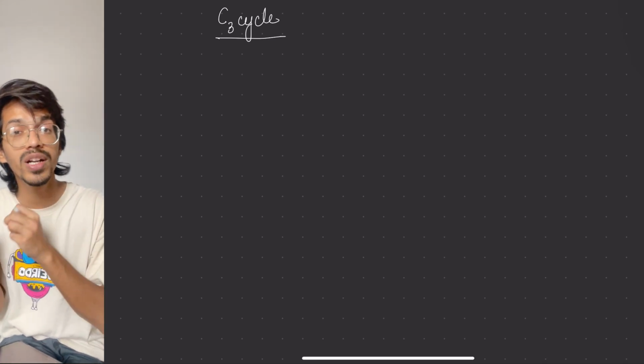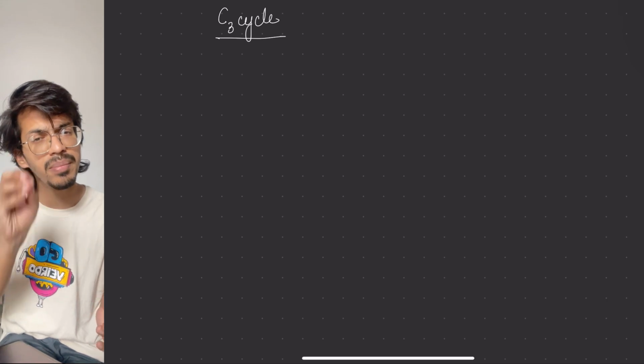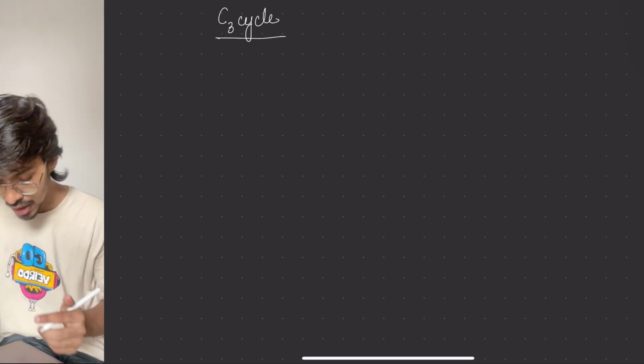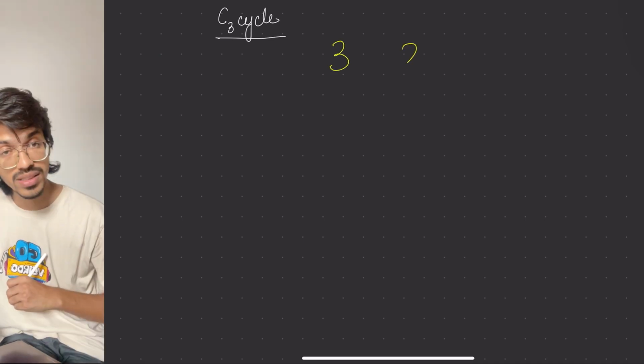Dark reactions require what? ATP. So there should be a certain trick to remember. First you will remember the trick, then we will go deeper. The trick of the reaction is 3 to 1. What is 3 to 1?